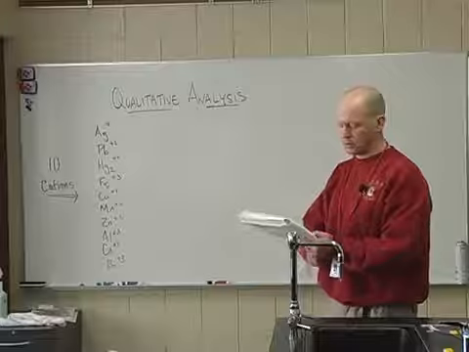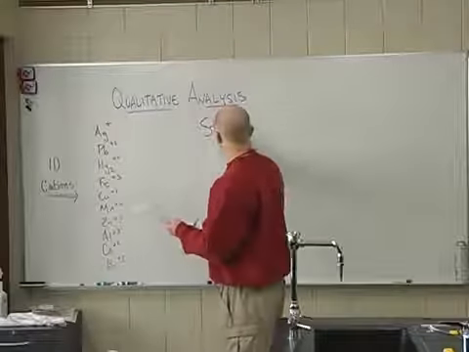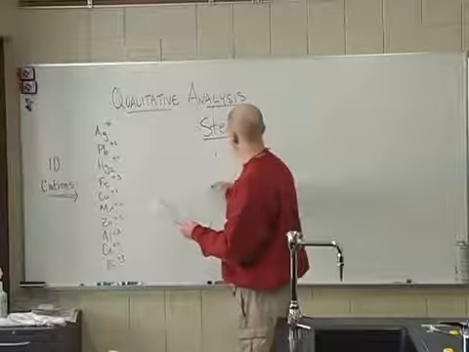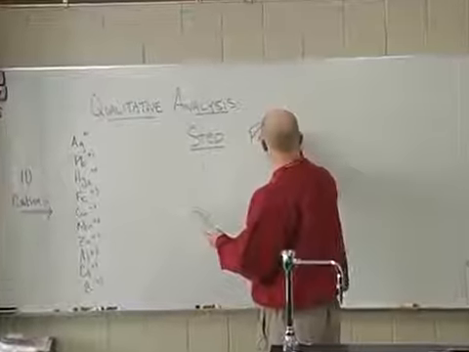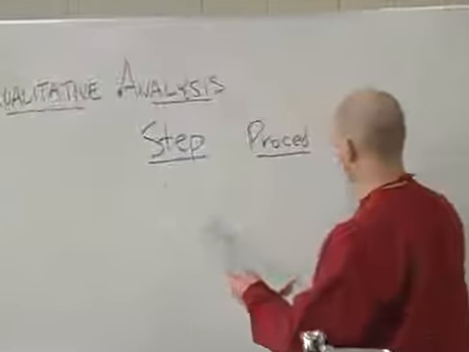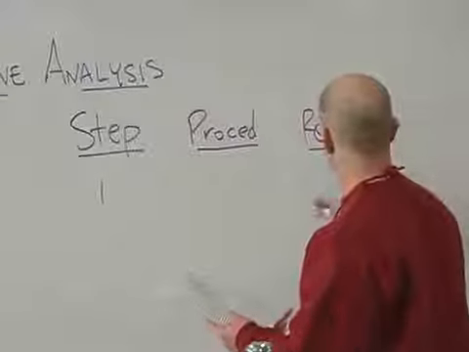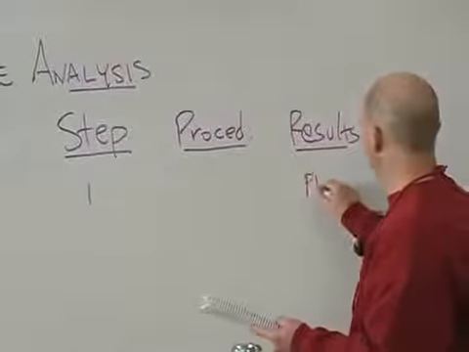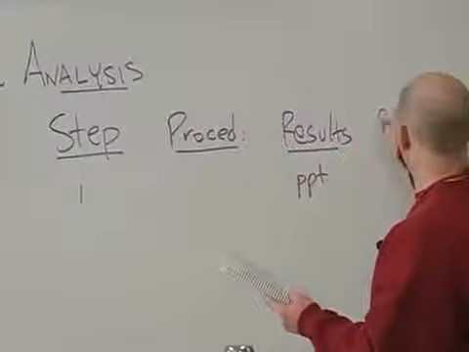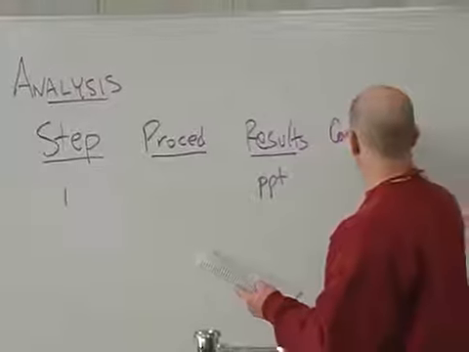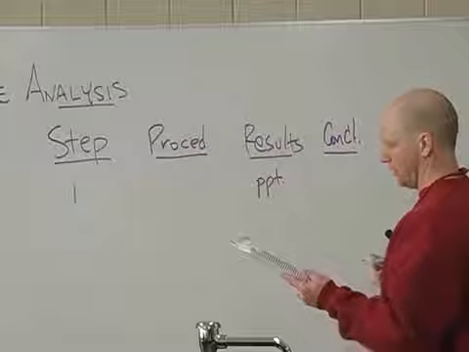In your lab notebook, set up a table that looks like this, where it says step, and then you can number the step 1, 2, 3, etc. Procedure. The results of that. Like, for instance, I got a white precipitate, or I got no precipitate, or it was a blue solution. Conclusion. I conclude that copper is present, or something like that.